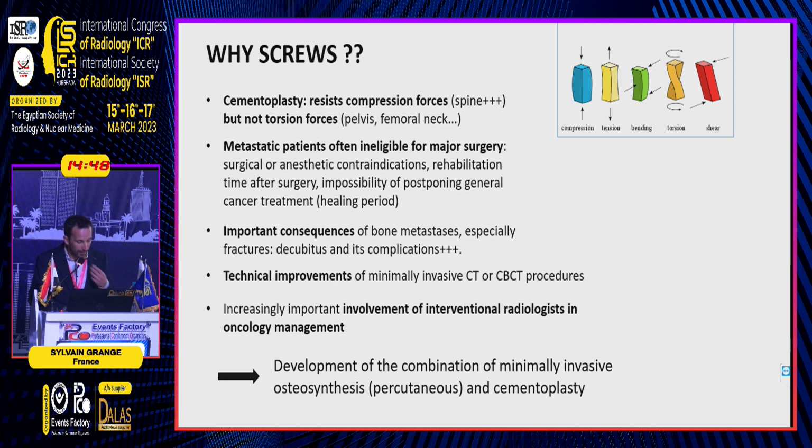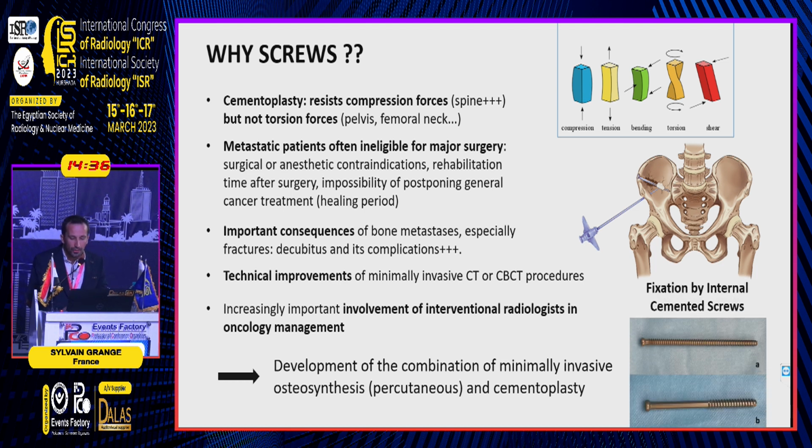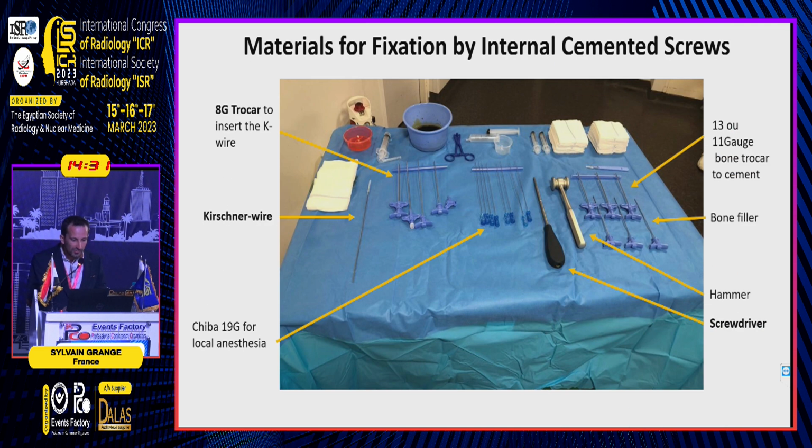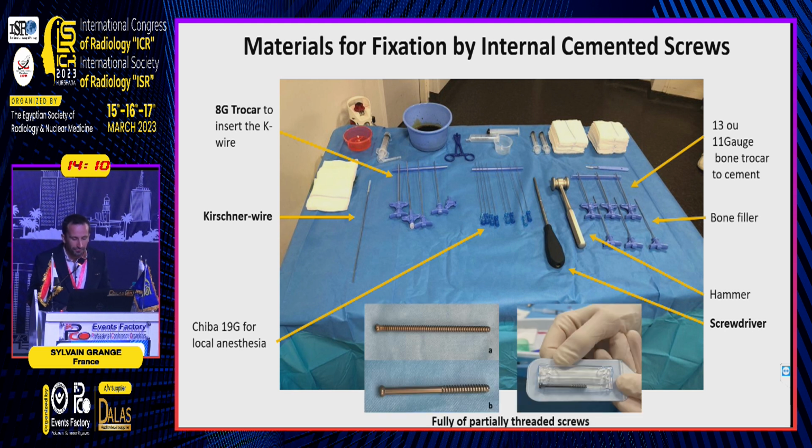So in the last years, there has been development of the combination of minimally invasive percutaneous osteosynthesis and cementoplasty. You can see here fully or partially threaded screws. So what's the material for fixation with internal cemented screws? As for cementoplasty, you need a trocar, hammer, and cement. For screwing, you need a larger trocar, a Kirschner wire, and screws. You also need a screwdriver.